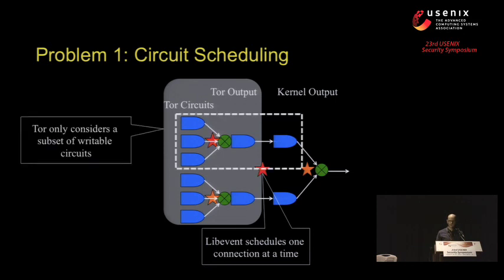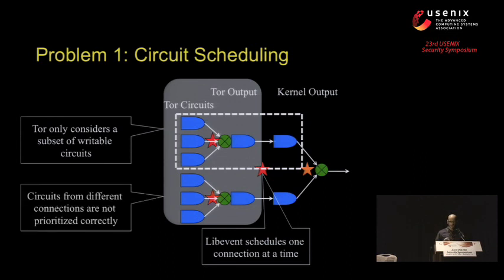So that means that when libevent says this socket is ready to write, Tor will then consider all circuits with outgoing data for that socket. The problem with this is that in that same scheduling process, Tor will ignore all of the other circuits from all of the other sockets, even if those circuits are also writable. So this means that Tor is only actually considering a very, very small subset of the potential circuits that it should be considering while it's trying to prioritize traffic.